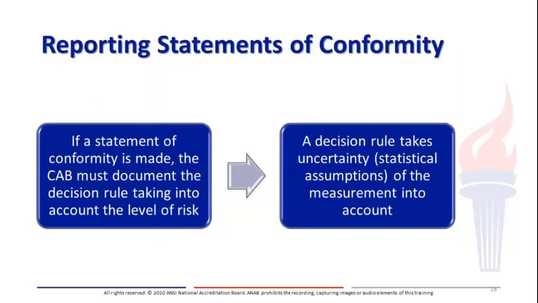Okay, so looking at reporting the statements of conformity: if a statement of conformity is made, the CAB must document the decision rule taking into account the level of risk. And that's a requirement of the standard. A decision rule takes uncertainty, or in these cases, the statistical assumption of the measurement, into account. We'll show a couple of examples that I have here that can give us a good visualization of what that looks like to a specification and a measurement point. Those will come up here in a few minutes.